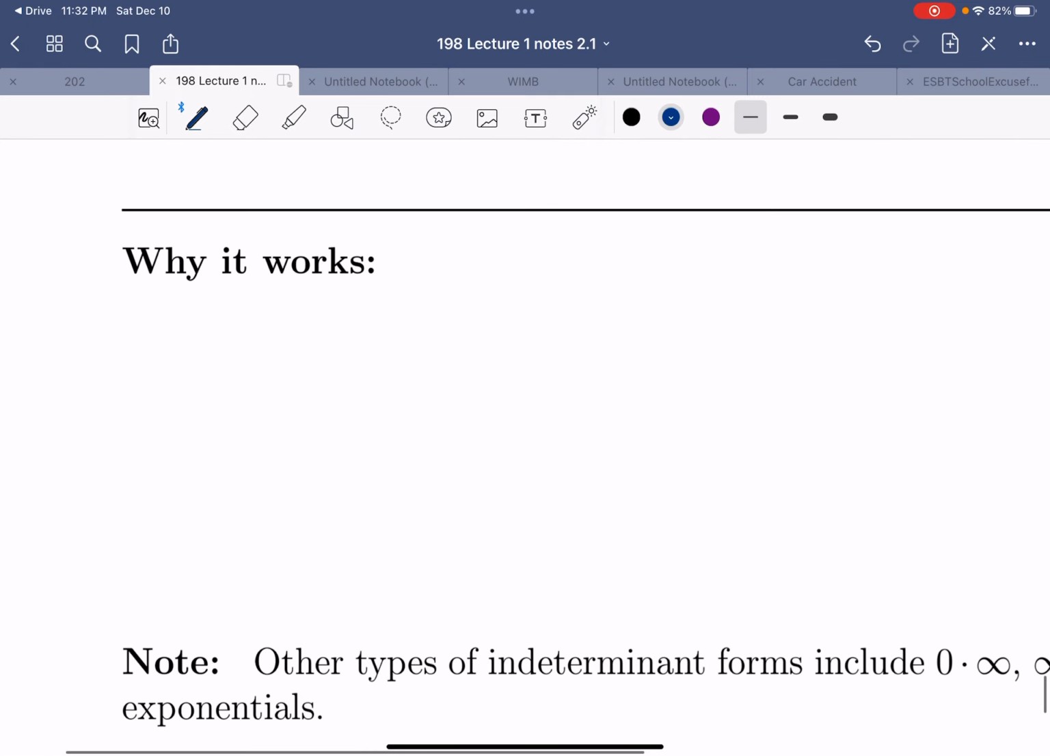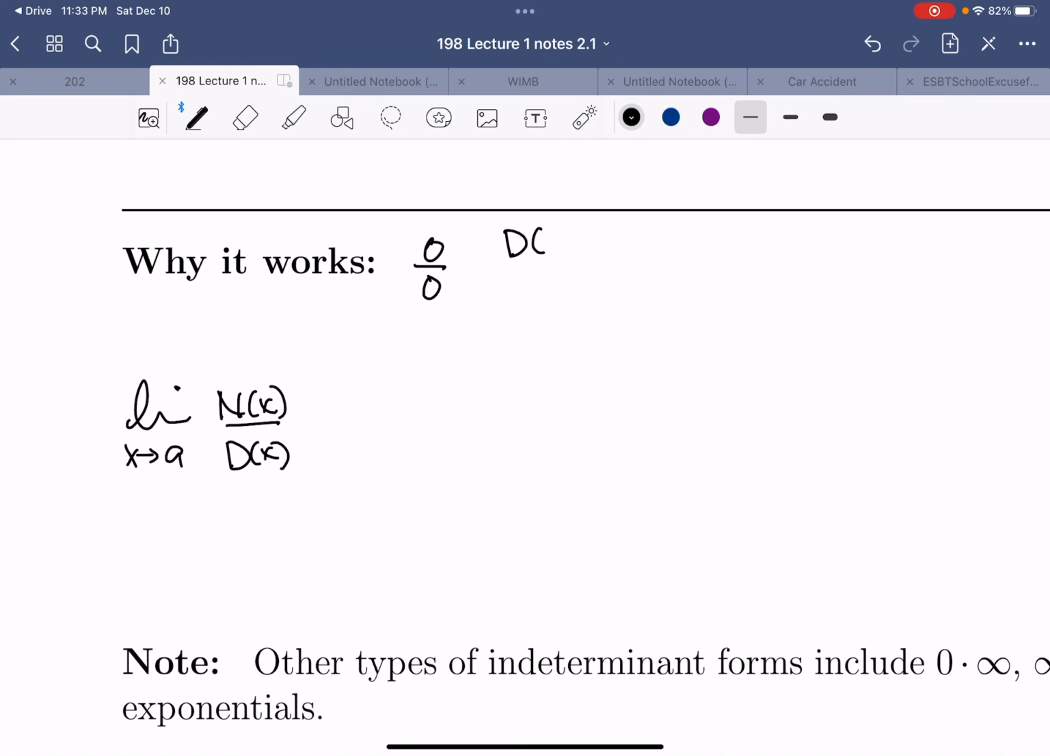Now, a quick note about why it works. If you think about looking at the limit as x goes to a of n of x over d of x. Let's suppose that it's type 0 over 0. If it's type 0 over 0, that means that when you plug in the a, both pieces, n of a and d of a, are both 0. That's going to be a fact we're going to use.